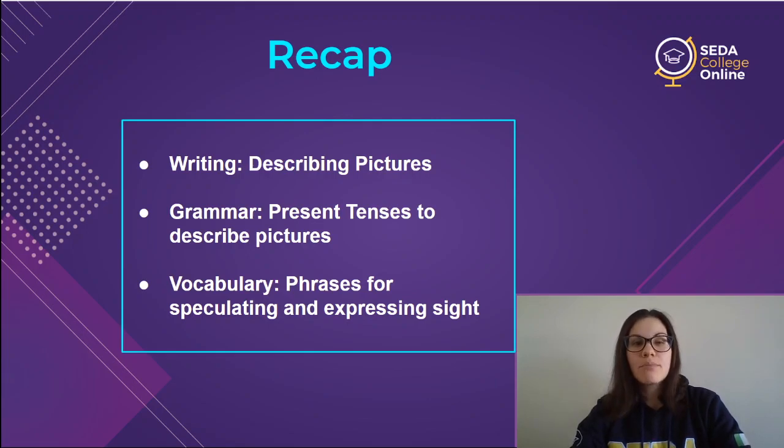And let me recap a little bit. Today we talked about how we can write a description of pictures. In relation to that, we focused again on present tenses, which we use to describe pictures, and specifically the present continuous. And we touched upon some vocabulary, some phrases that we use for speculating. Remember, like possibly, might, is likely, and of course, expressions to show sight, like visible, evident, we can see, etc.